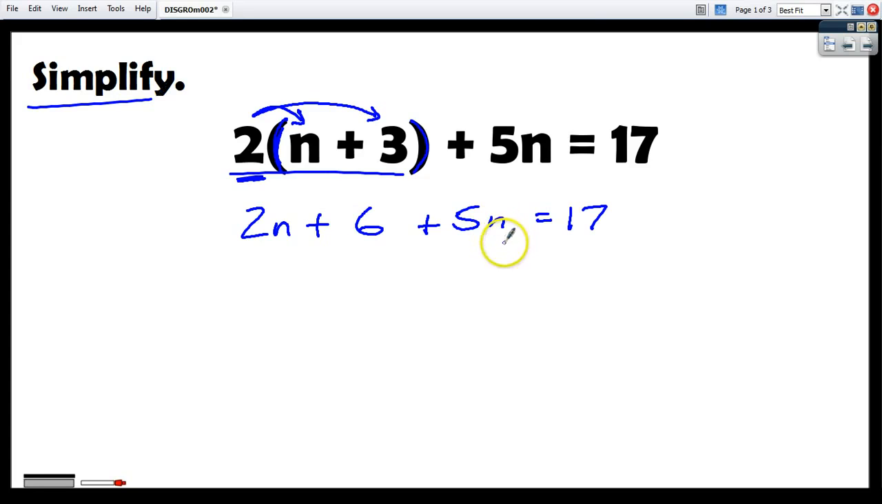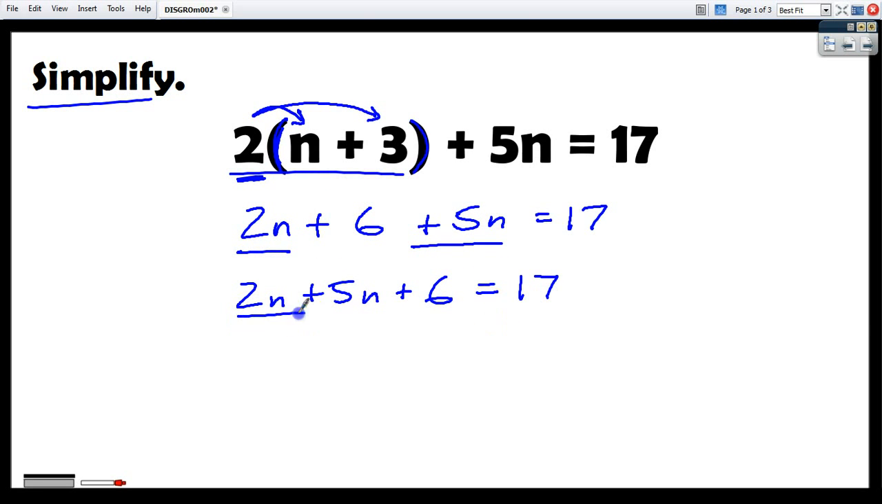Alright, so now what we can do is start grouping our items. Here, our like items are the 2n plus 5n, and it's this plus sign that goes with the 5n. So when we move it over here, 2n plus 5n. The plus 6 is a different type of item. It's just 6 of something else. These are n's, and this is just a plain old 6. So we'll keep that separate over here, equals 17. And then of course, since these are like items, we can add them together. 2n plus 5n is 7n altogether, plus our 6 other items, equals 17.